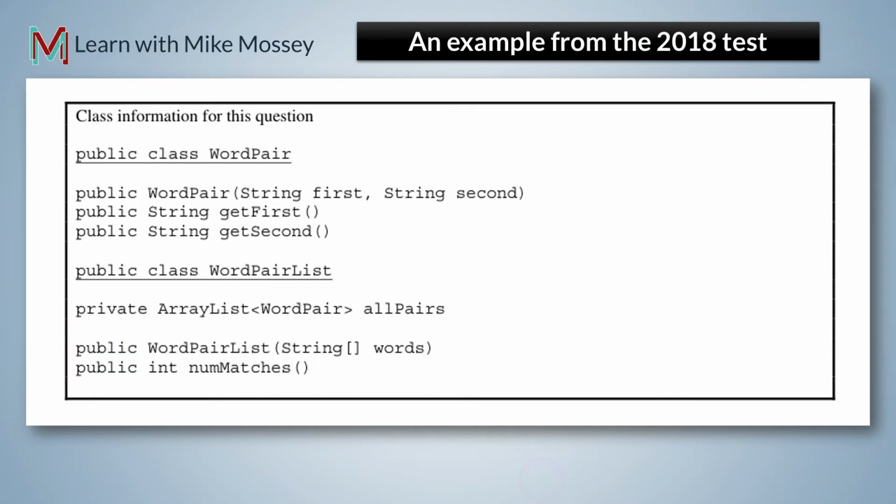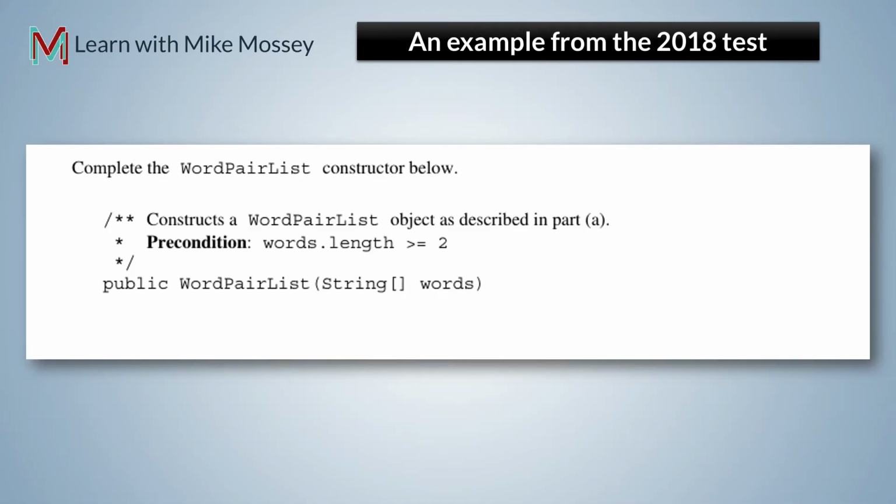This just repeats the information for this question. I'm going to skim it here, look at the class name WordPair, the methods, class name WordPairList. In the actual test you would read this very closely. I don't see any new information here. And here's where they give you space to write the constructor.